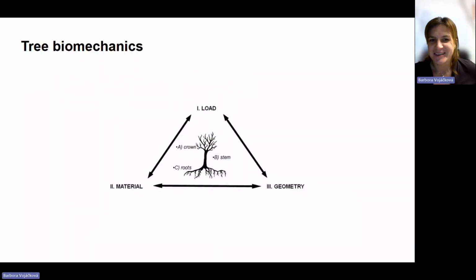You already definitely saw this. The stability triangle is the typical approach which our engineers also use in mechanics. So the response of any structure, including trees, is defined by load, material, and geometry. So we can look at the trees from these 3 points of the triangle, or we can look at the tree also in its parts, like crown, stem, and roots.